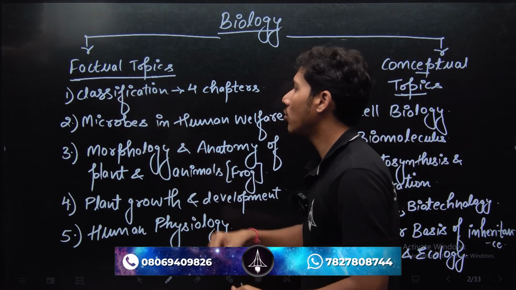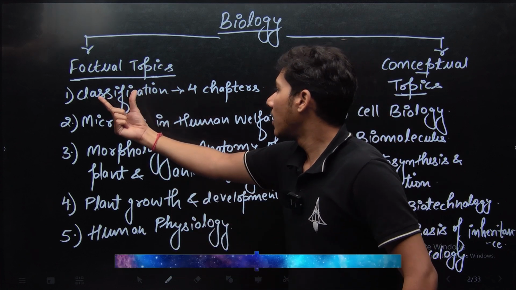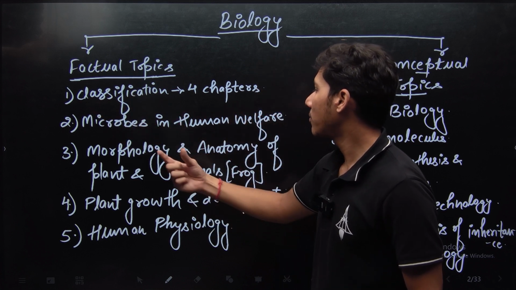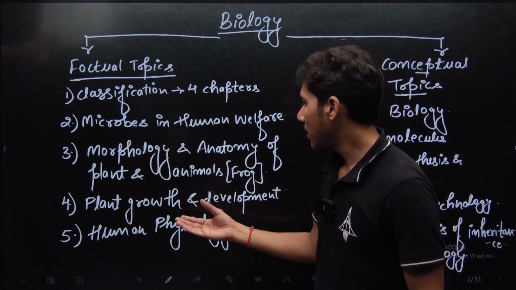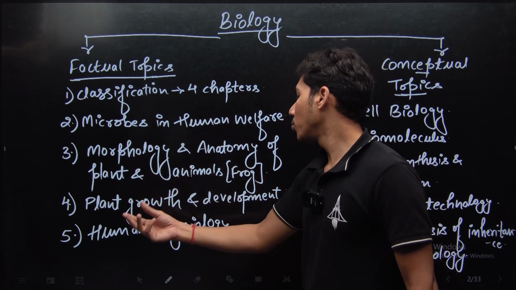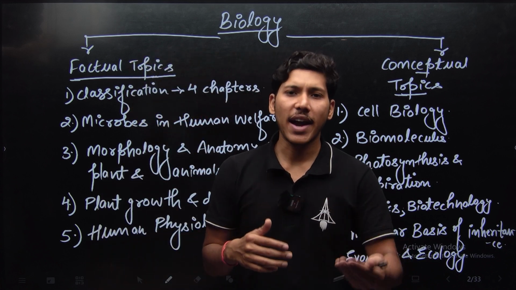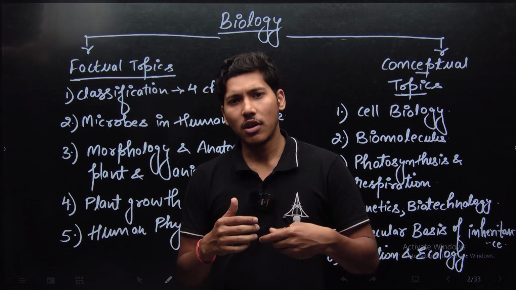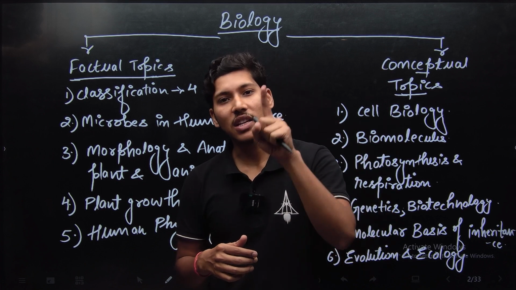Factual topics include the first unit of your 11th standard, that is the classification unit, microbes in human welfare, morphology and anatomy of plants and animals, plant growth and development, and human physiology. All these chapters have lots of facts in them, and you know that facts don't need a rigorous understanding, but they need rigorous revision.